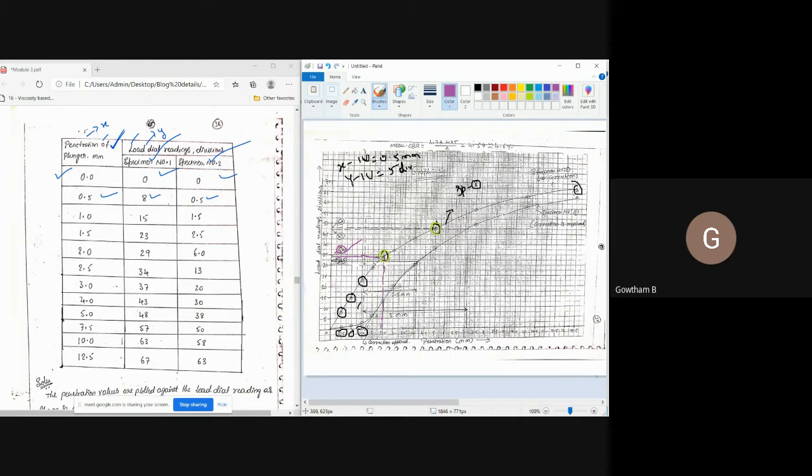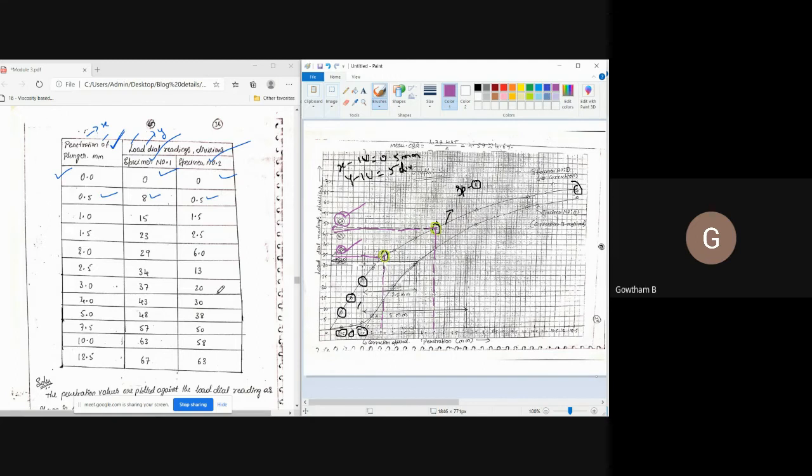Similarly, at 5 mm penetration, you project a line and project back to the y-axis and check the value, which is equal to 48 divisions. Once you are ready with these values, that means for specimen number 1 at 2.5 mm penetration it represents 34 divisions, and at 5 mm penetration it represents 48 divisions.